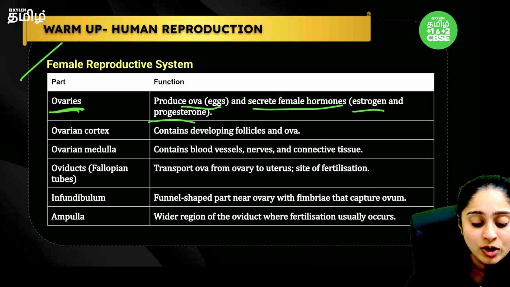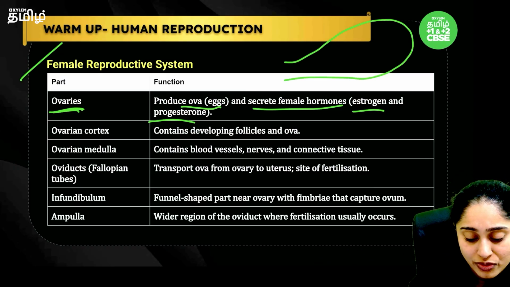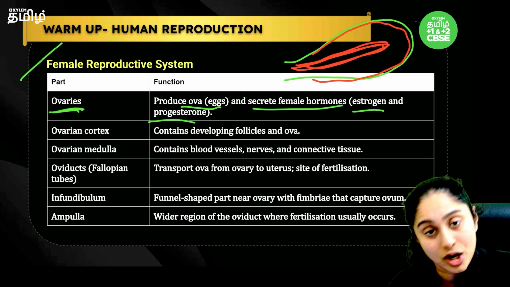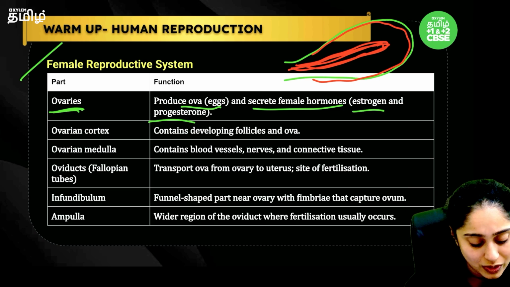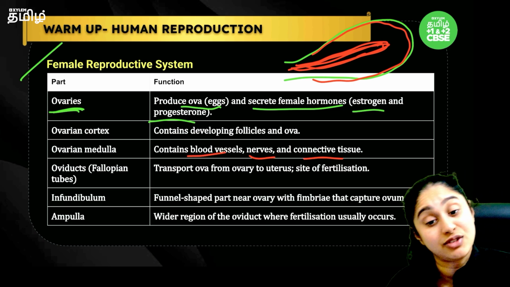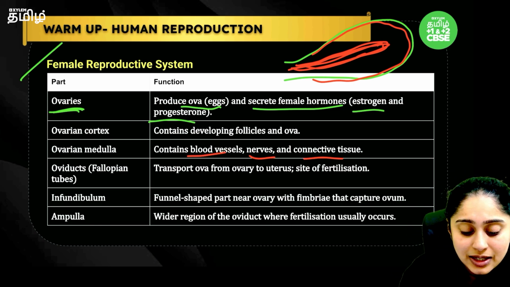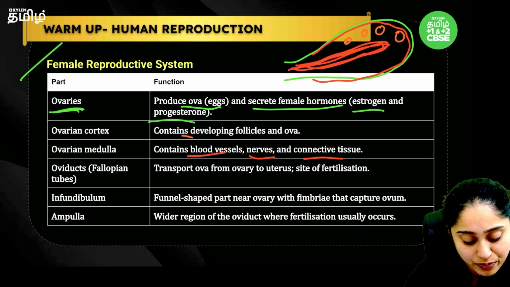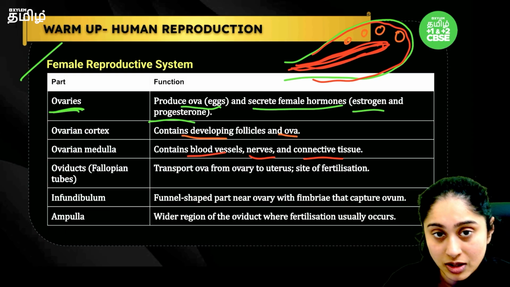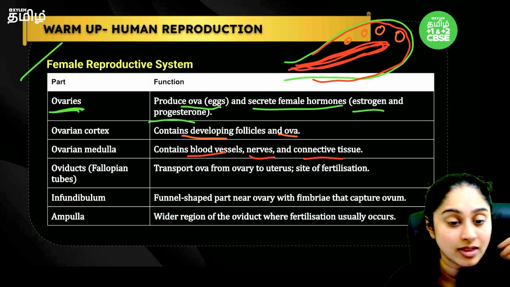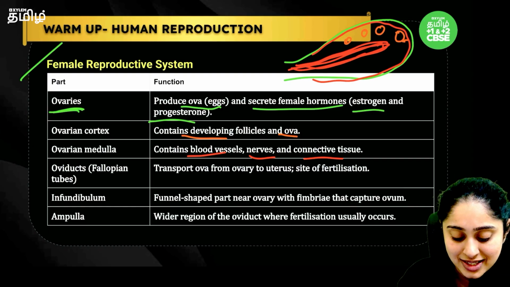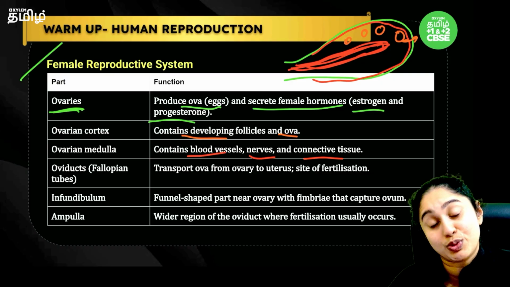Okay, now when you look at the ovaries, in the ovaries we have a central part called the medulla and then the peripheral part called the cortex. Now in the medulla you will have blood vessels, nerves and connective tissue, and in the cortex is where you will find the growing follicles, okay, and the main oocyte, the main egg, will be seen in the cortex.